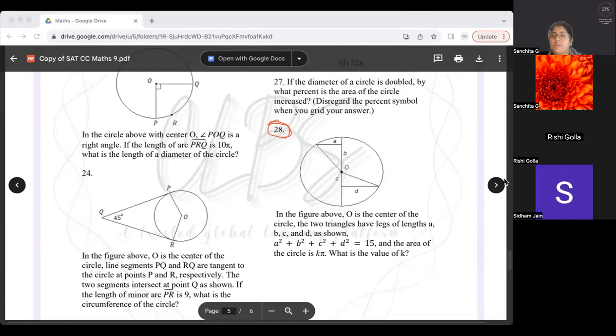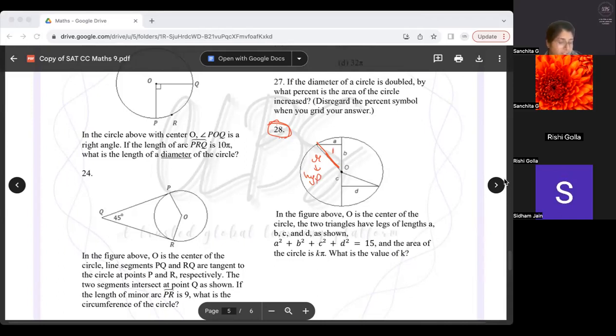The triangles are right angle triangles. Correct, very good, Siddham. Right angle triangle, so we can apply the Pythagoras theorem here. See, the hypotenuse of each triangle is the radius, no? You see that? This is my radius, so this is nothing but the hypotenuse. Clear? By the Pythagoras theorem, what do I get?